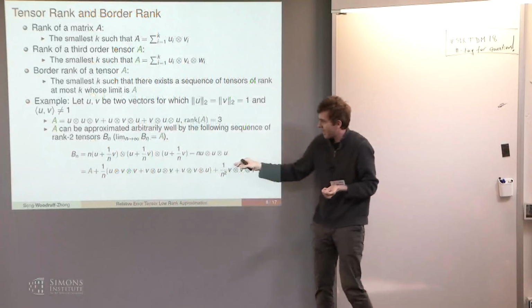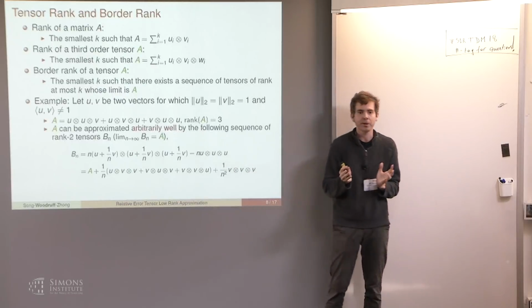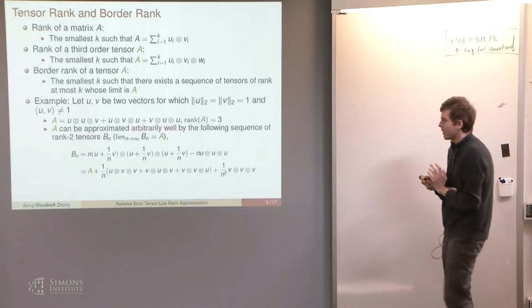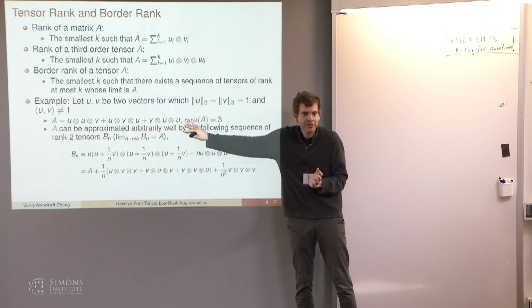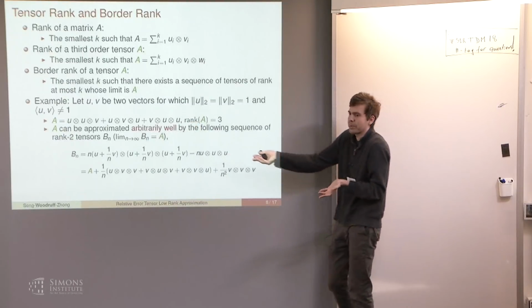And the thing is, as n is going to infinity, this Bn is getting closer and closer to your tensor A. It'll never reach A. I mean, the limit is not going to be realized. Right? A is a rank 3 tensor, and these are rank 2.